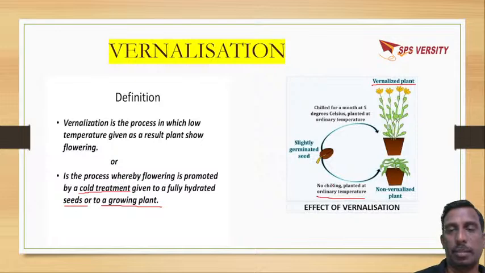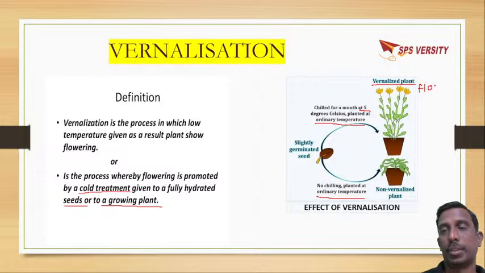इधर आप देख सकते हैं. This exposed to chill temperature, that is at 5 degrees Celsius for a month, which is planted at ordinary temperature. इसमें आप देख सकते हैं flowering. Okay. Photoperiodism is due to exposure to light, but this is due to temperature.